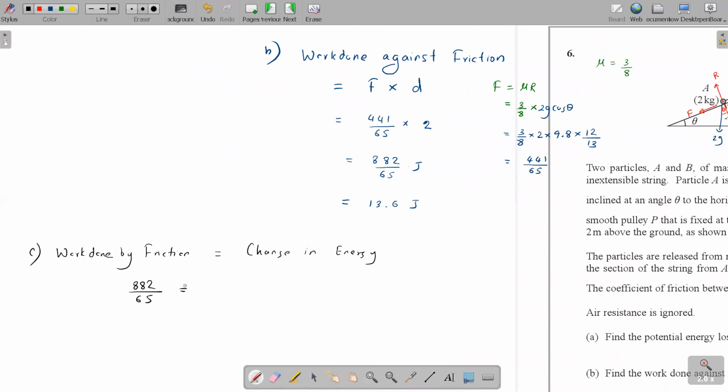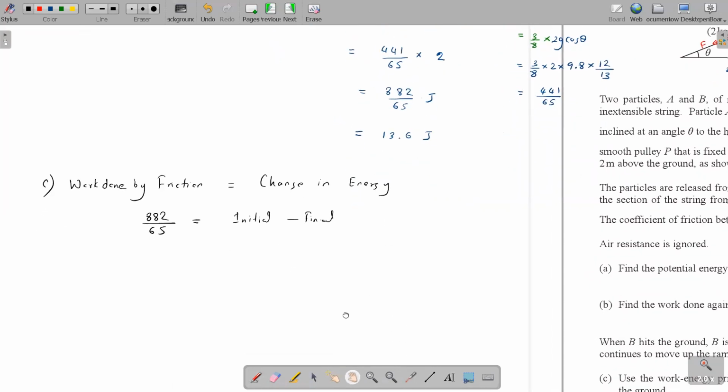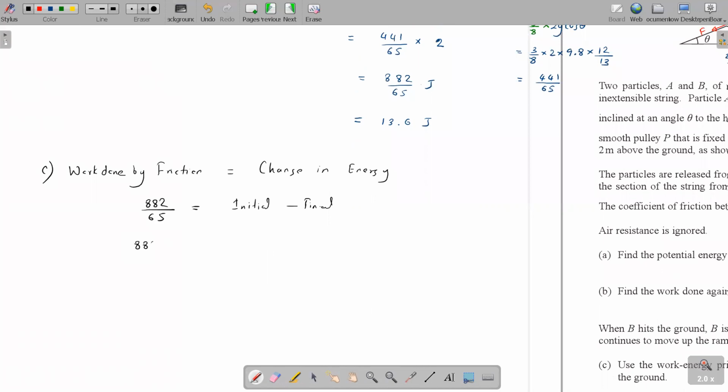That is okay. Normally, children, change in energy means what? Change in energy means the initial minus final. That's the meaning of change in energy. So when I'm working here, children, I'm going to consider two types of energy. I have GPE and KE. So this 882 over 65 refers to the change in GPE plus the change in KE.